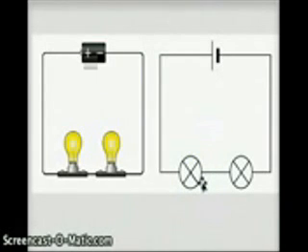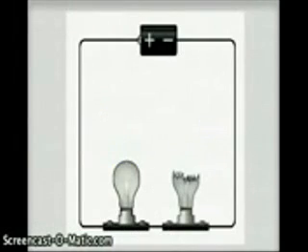If you put more lamps into a series circuit, the lamps will be dimmer than before. In a series circuit, if a lamp breaks or if a component is disconnected, the circuit is broken and all the components stop working.